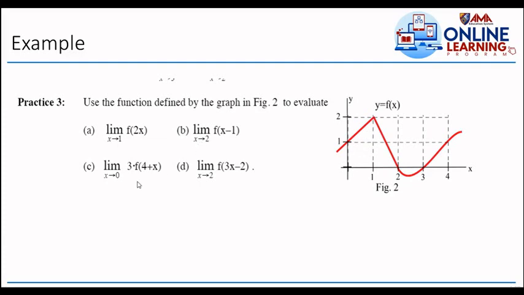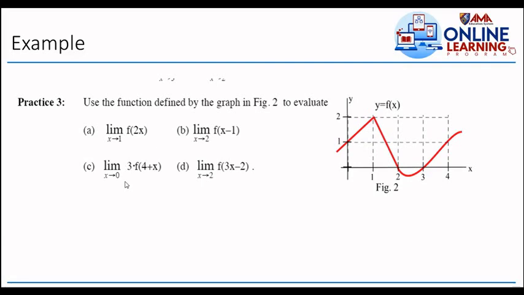Next, for letter C. The limit of 3 is constant. Multiply by the function of 4 plus x as x approaches 0. Okay? 4 plus x, so 4 plus 0 is 4. The function of w as w approaches 4, ito siya. Ito yung 4 natin. Project it to the left, we have 1. So, ang sagot natin dito, yung function ng 4 plus x is equal to 1. Ito yun, no? 4 upward, dito siya tumama. Project it to the left. The answer is 1. So 3 times 1, the answer for letter C is 3 po.